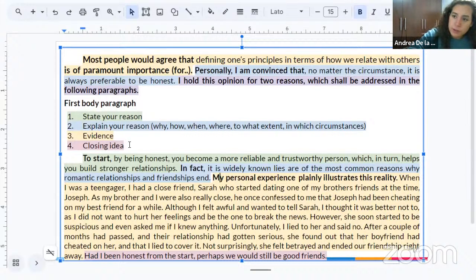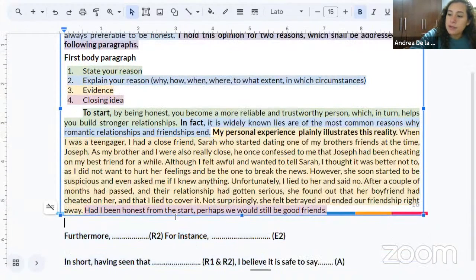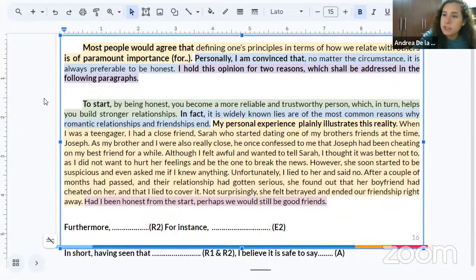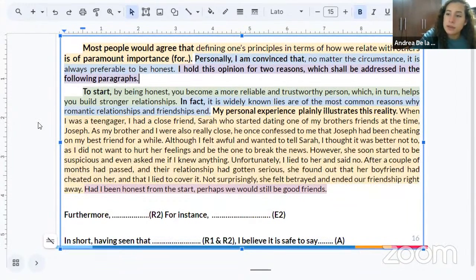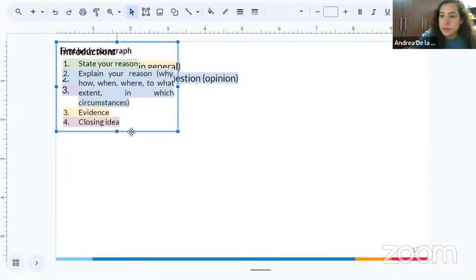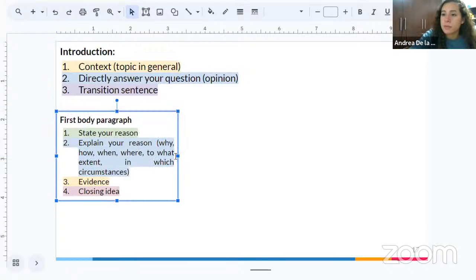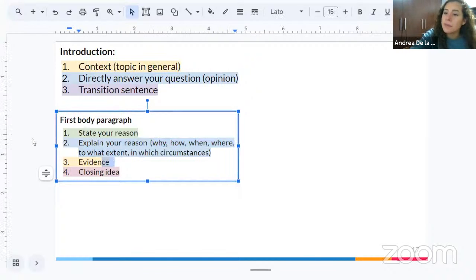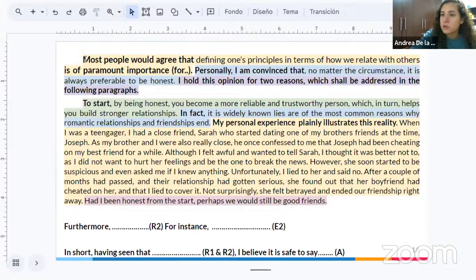Yeah, so that's the first body paragraph. You have those four elements: your reason, your explanation, the example, and finally the closing idea. And then we need to see the second body paragraph, which is going to be very similar, but we'll make some changes to the example. We won't use a personal experience anymore. You will see. It's the same structure. We still have reason, explanation, evidence, and closing idea, but the evidence will be different. So let's take a look.